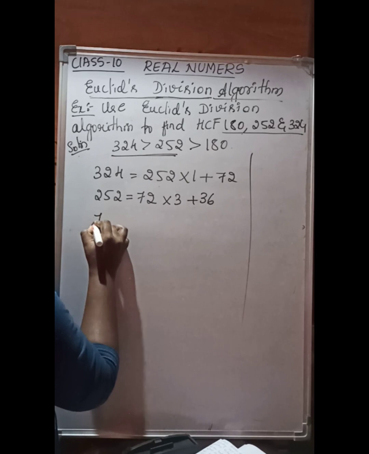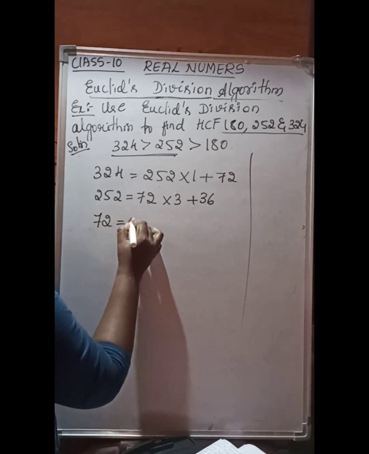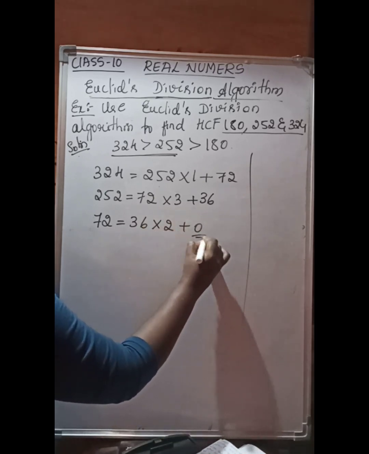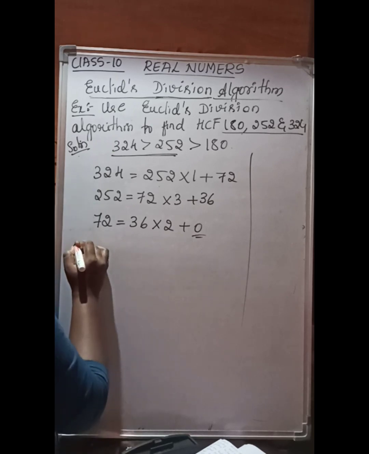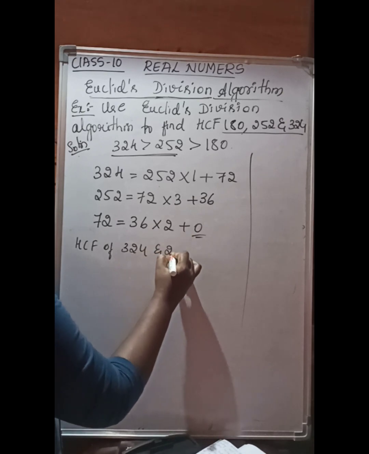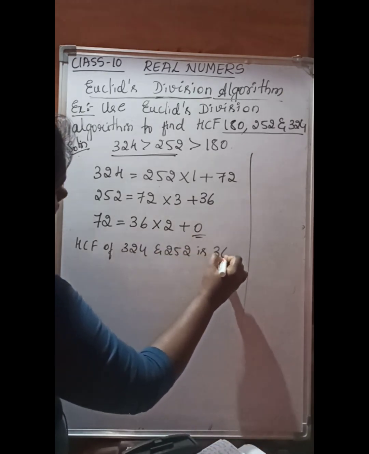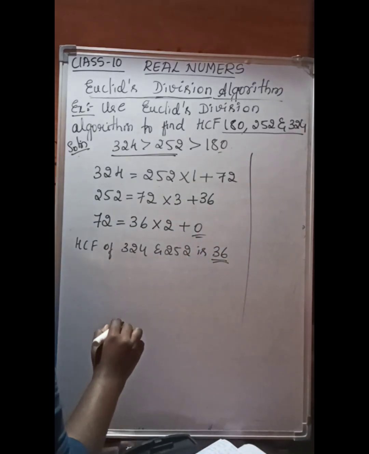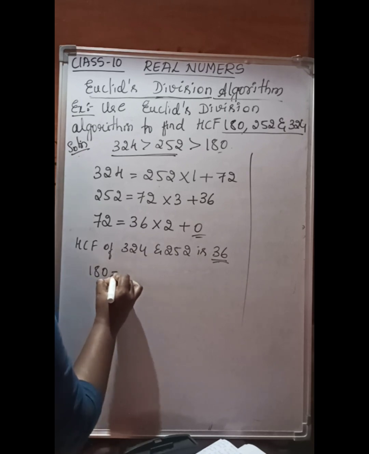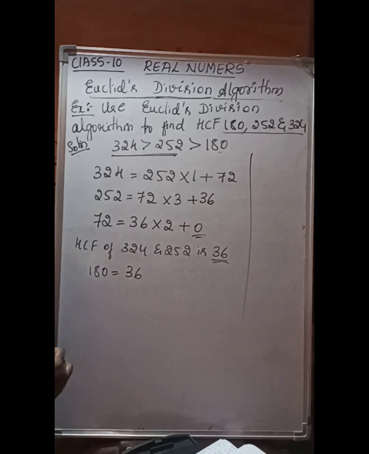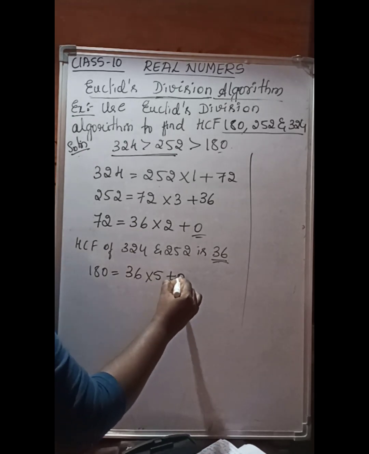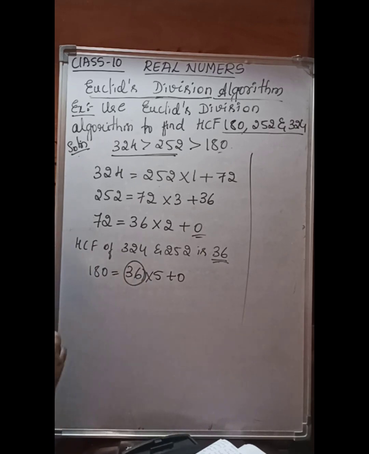Now consider 72 as A and 36 as B. 36 into 2 you will get 72, and the remainder you will get is 0. Clear? So the HCF of 324 and 252 is 36. Now how to find the HCF of this one? Consider 36 as B and 180 as A. If you multiply 36 into 5, you will get 180 directly, remainder 0. So 36 itself is the HCF of all three numbers.